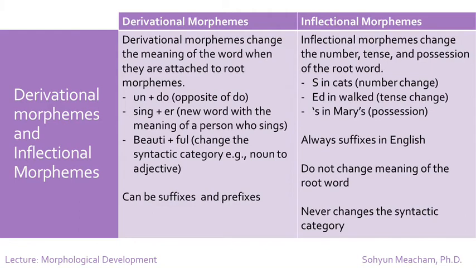Inflectional morphemes are always suffixes. They do not drastically change the meaning of the root word and they don't change the syntactic category. Cat and cats, either singular or plural, both of them are nouns. Walk and walked, either present or past, both of them are verbs.